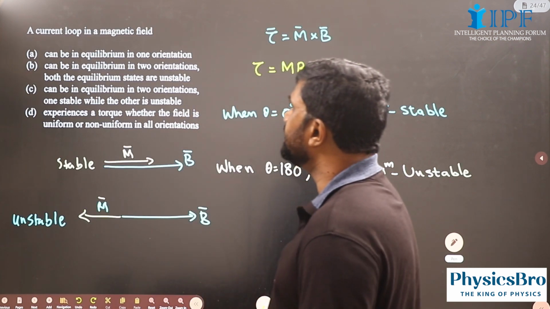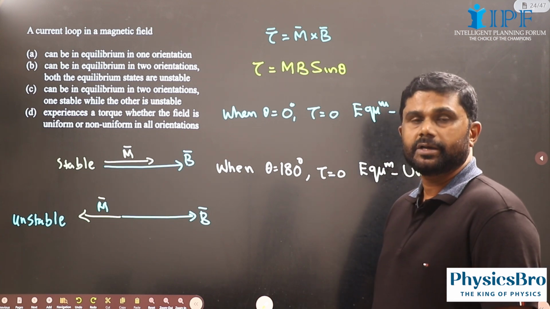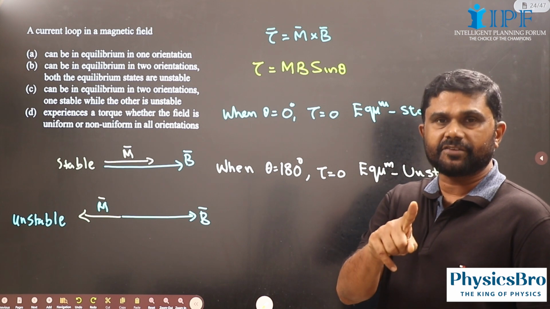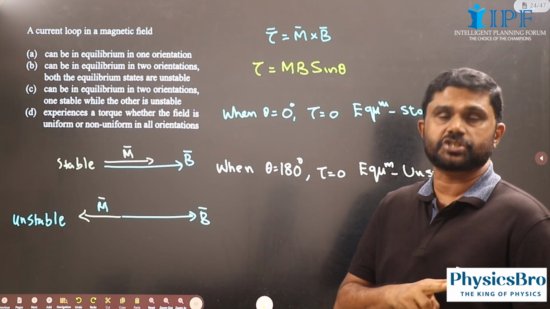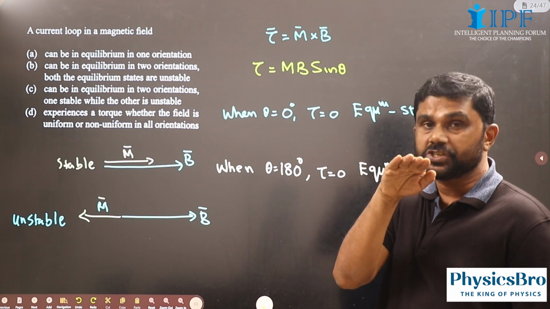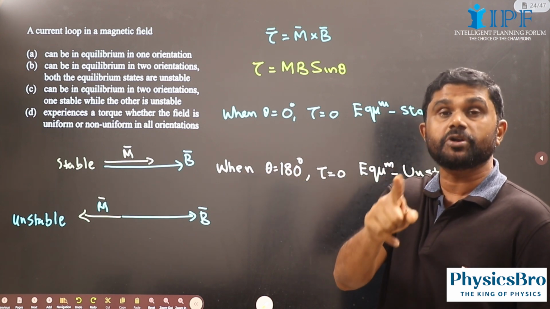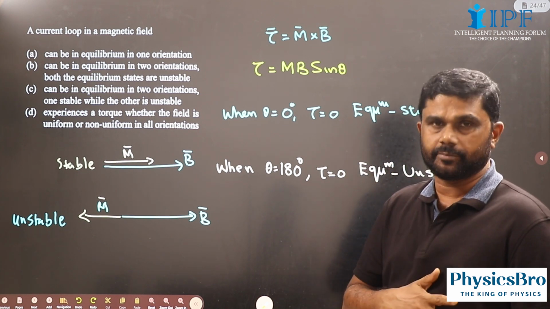Now let's see a current loop in a magnetic field. Current loop is a magnetic dipole. See, when it is kept in a magnetic field, it can be in equilibrium in two positions. When the dipole is parallel to the field, that equilibrium is stable. When the dipole is anti-parallel to the field, then also it is in equilibrium, but it is unstable.